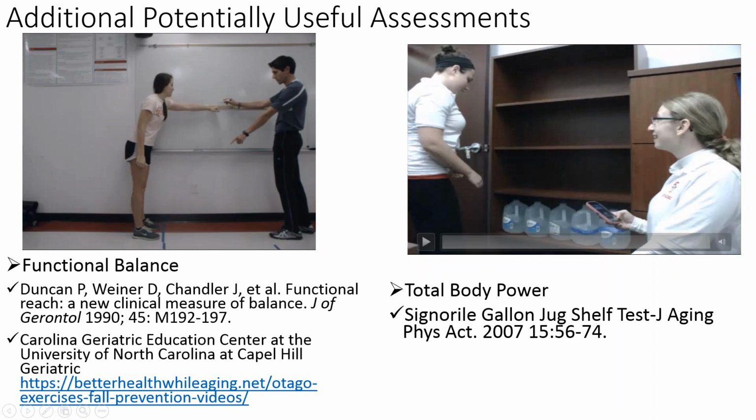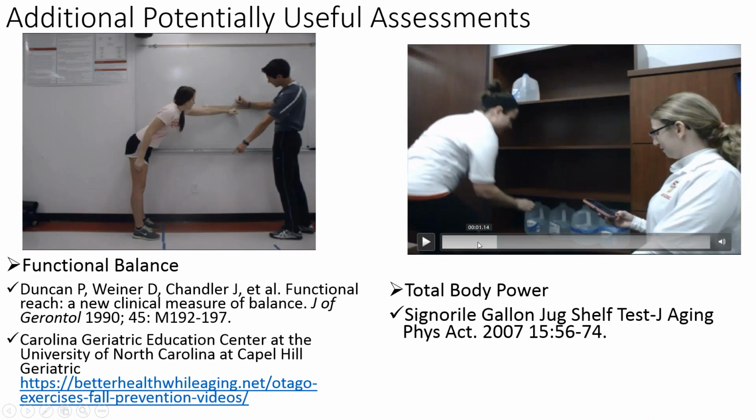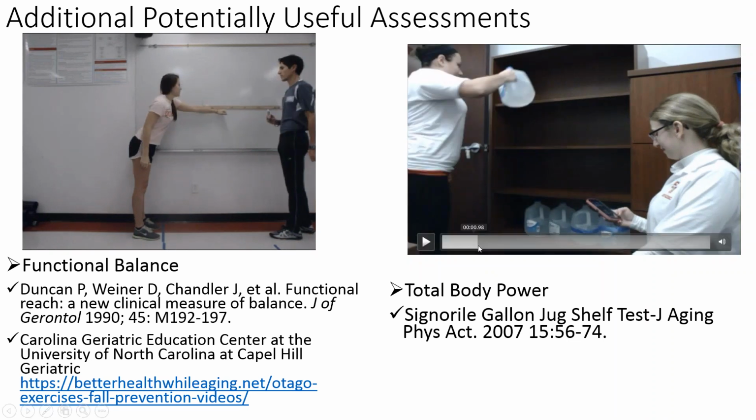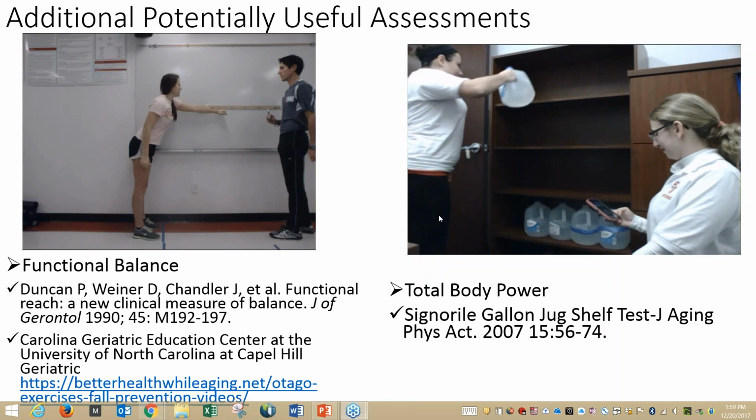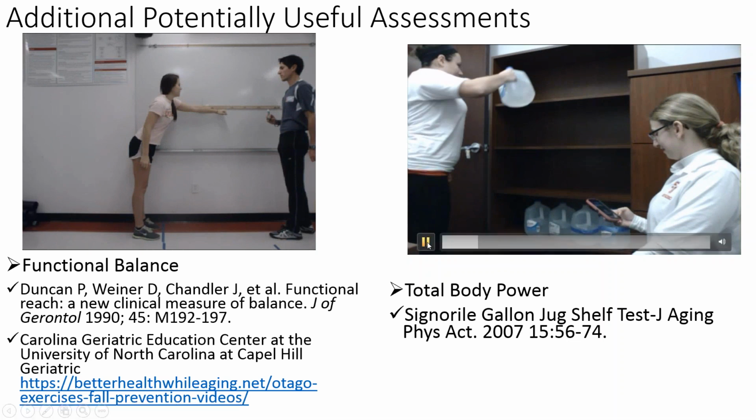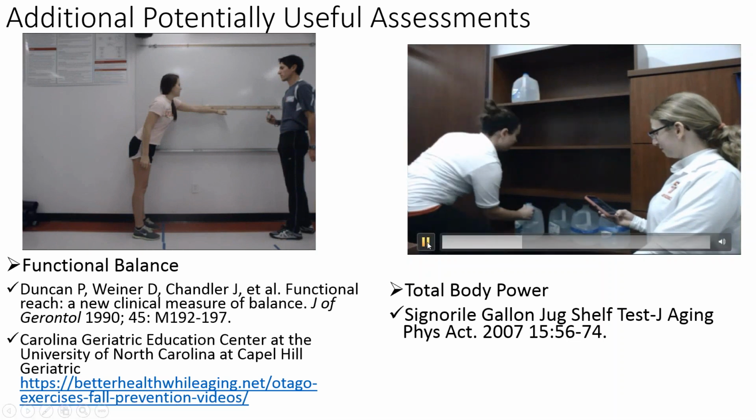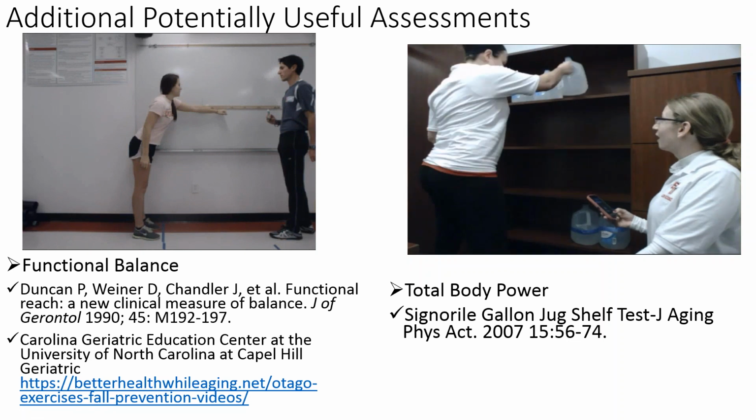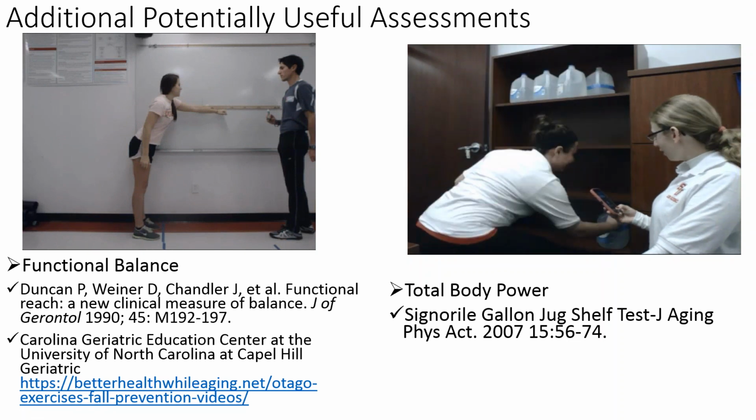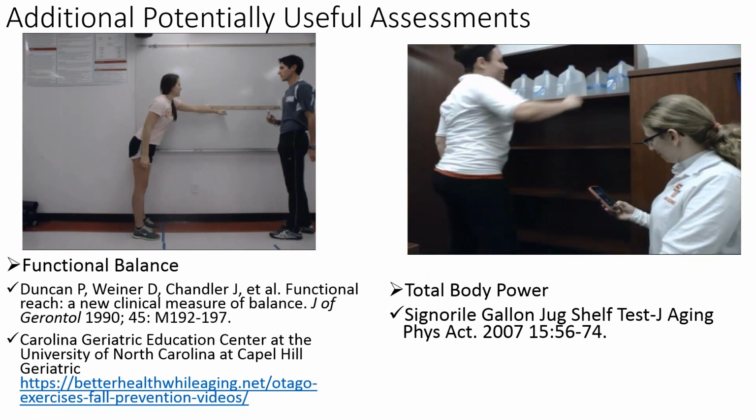And this is an assessment on the right from Dr. Joseph Signorilli. It's called the Gallon Jug Shelf Transfer Test, and it basically enables you to measure total body power. You fill 5 jugs with water. The jugs start at patellar height. The top shelf is at acromion height.